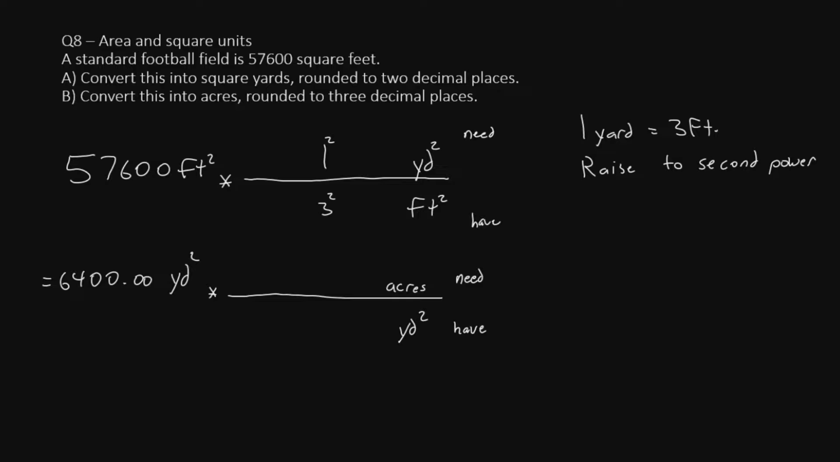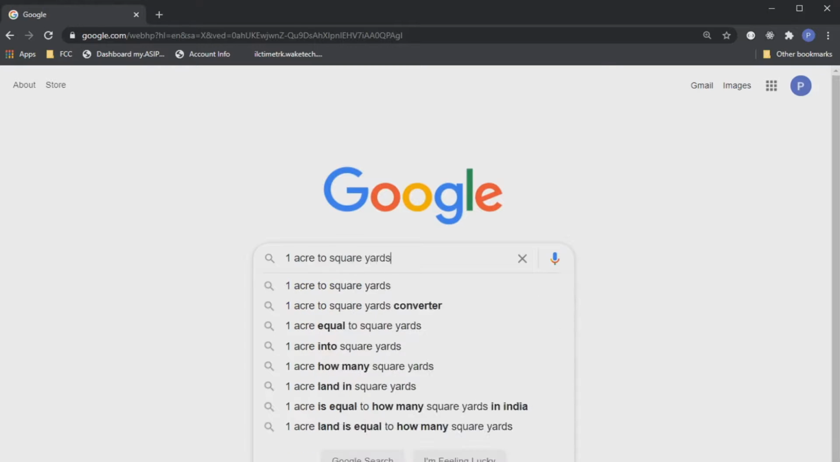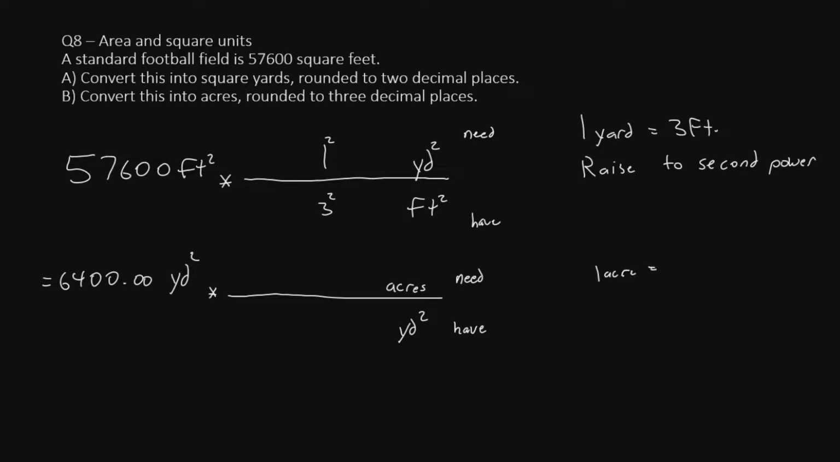Now we can use a search engine to help us convert from acres to square yards. So in the search engine, I will type 1 acre to square yards. In 1 acre, we have 4,840 square yards. I will place the 1 next to acres on the top, and 4,840 next to square yards on the bottom. Let's now place this in Excel and let Excel do this math for us.